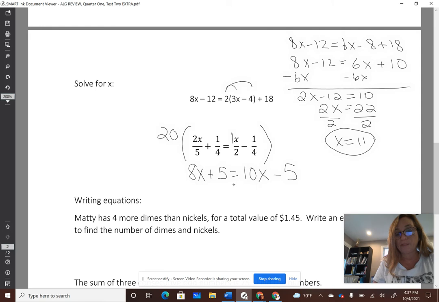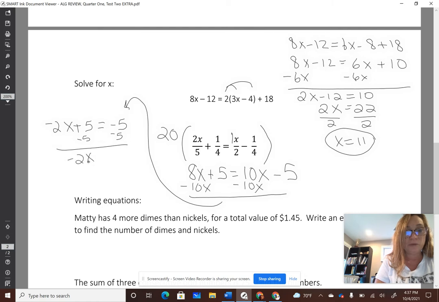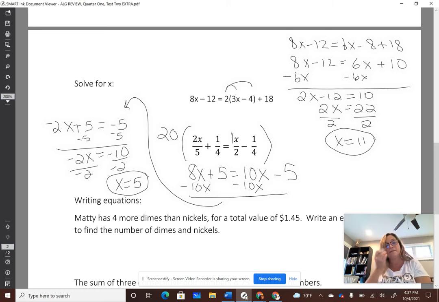Okay, so I'm going to subtract the 10x from both sides. And that's going to give me negative 2x plus 5 is equal to negative 5. Subtract 5 from both sides. Negative 2x is equal to negative 10. Divide by negative 2, and x equals 5. So 5 is the one solution. You can also go with decimals if you want, or you could just keep the fractions and plug through.